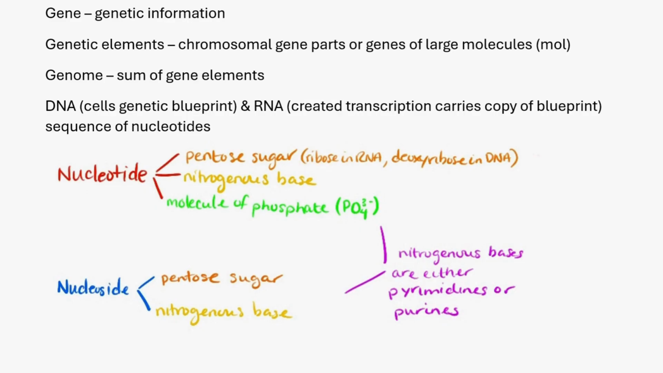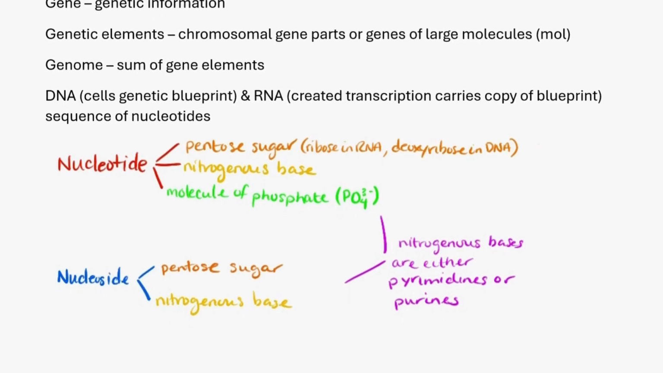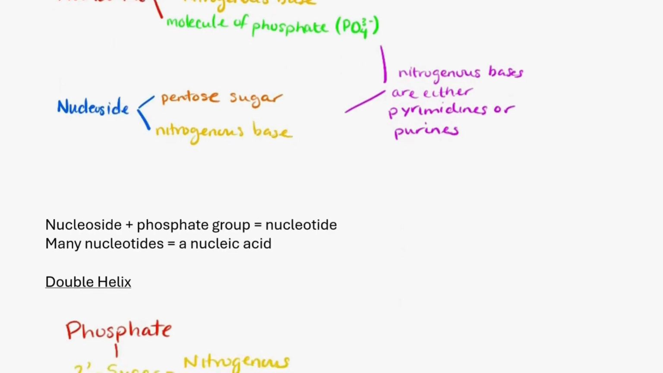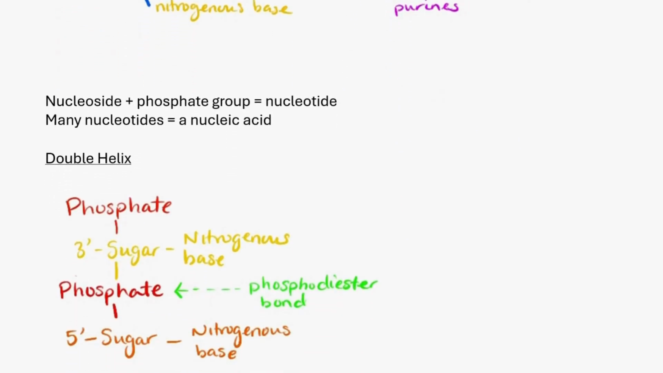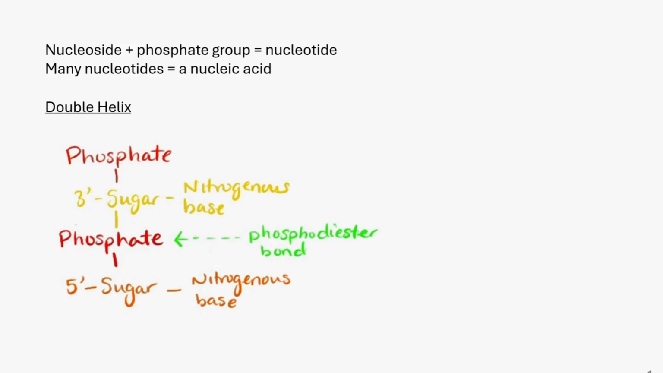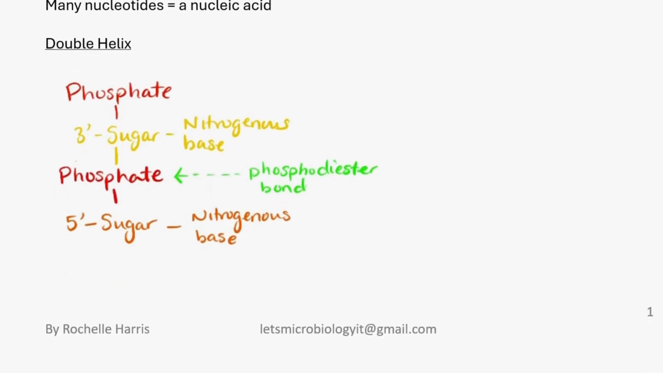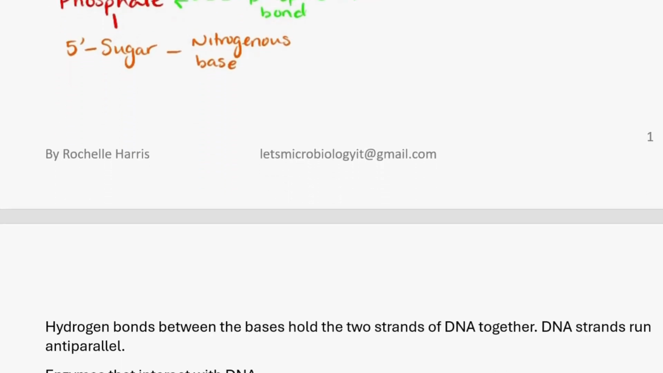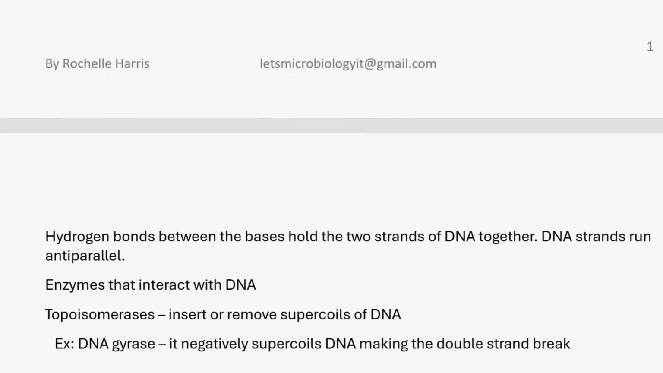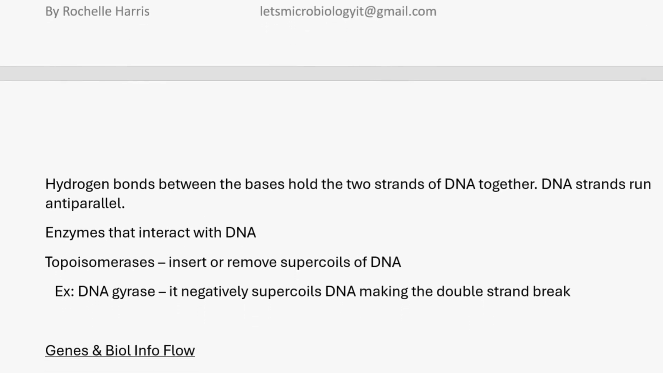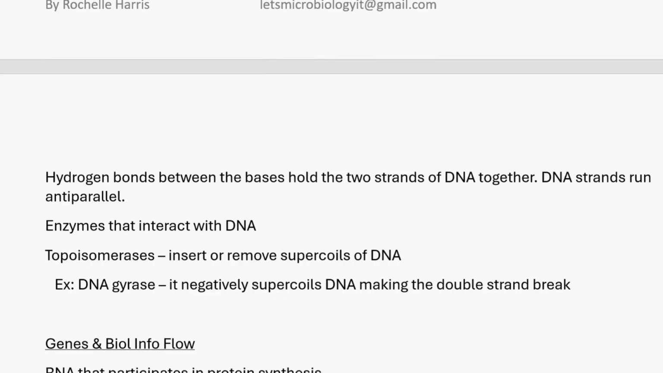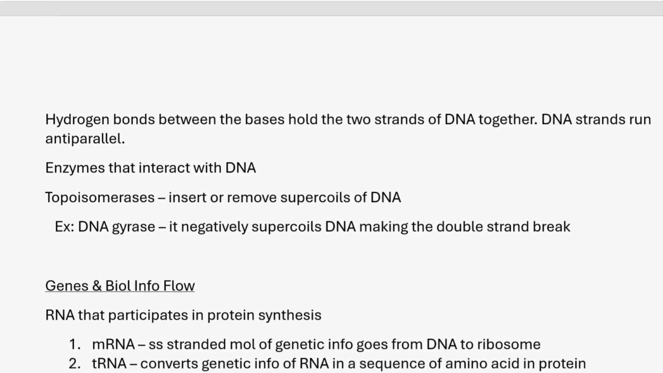Nucleotides, which make up nucleic acids, are composed of a nucleoside and a phosphate group. These repeating units give DNA its structure and functionality. Genes are specific sequences of DNA that carry the instructions for building proteins or functional RNA molecules. Genetic elements include both chromosomal genes and genes located on larger molecular structures such as plasmids. The complete set of an organism's genetic information is referred to as its genome.